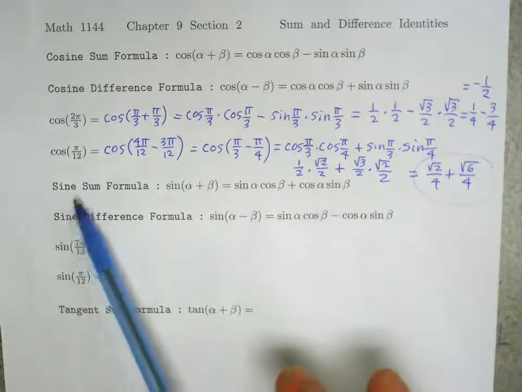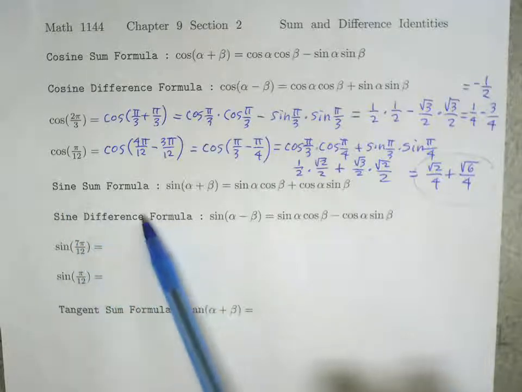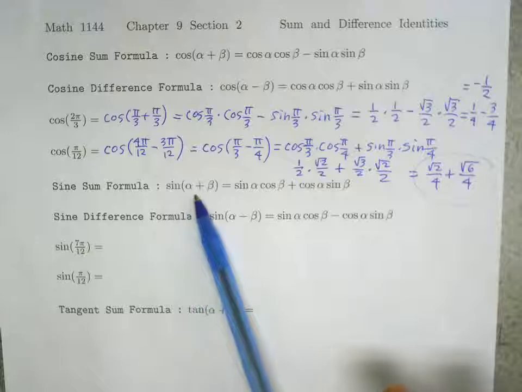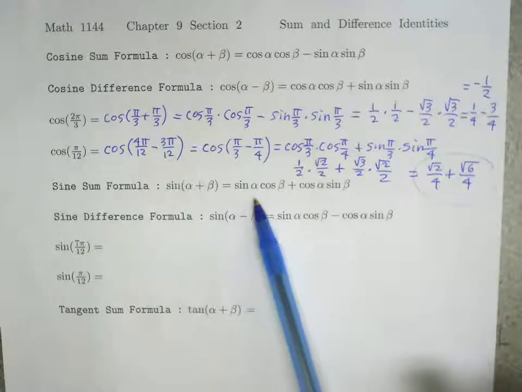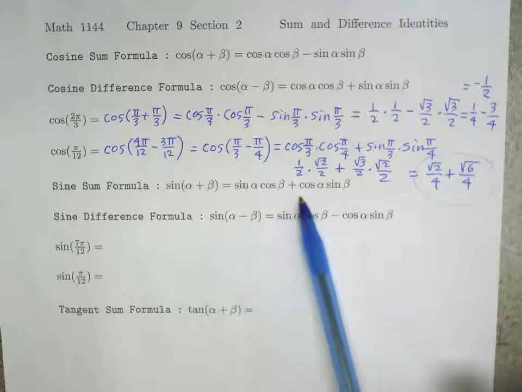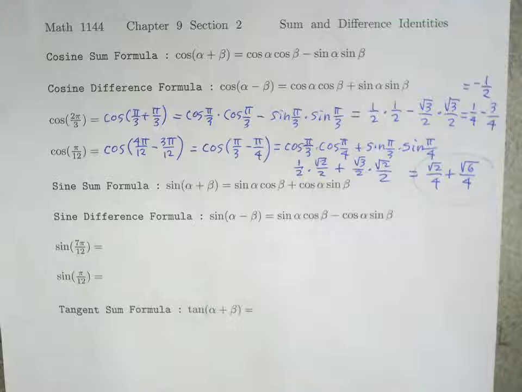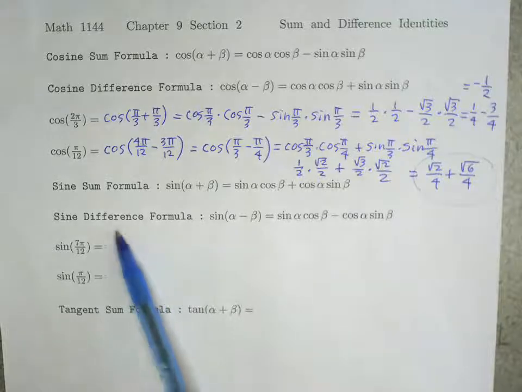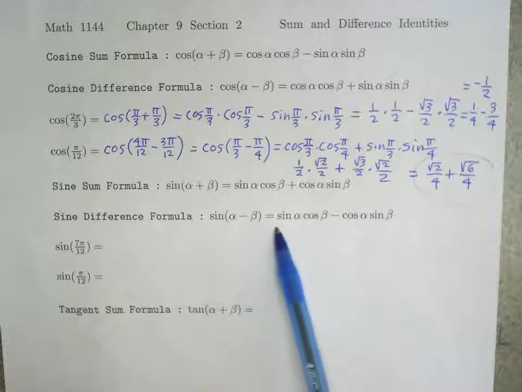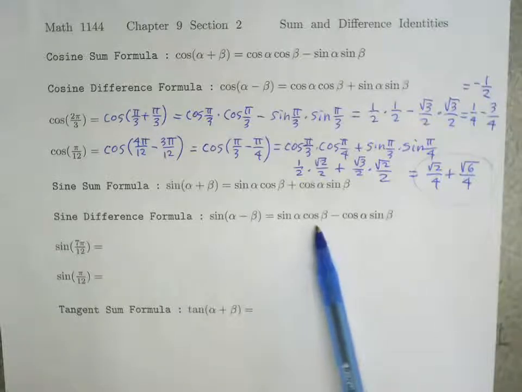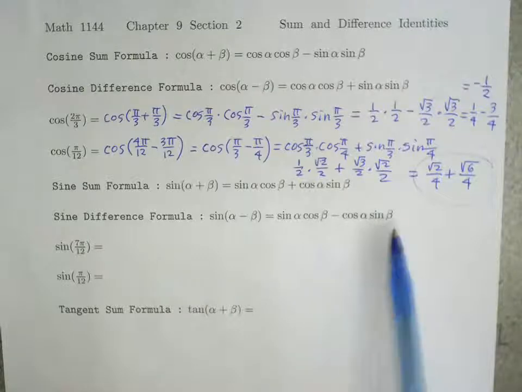Okay, the sine function has a sum formula also. The sine of alpha plus beta is equal to sine of alpha times cosine of beta plus cosine of alpha times sine of beta. And the sine difference formula, sine of alpha minus beta, is equal to sine of alpha times cosine of beta minus cosine of alpha times sine of beta.